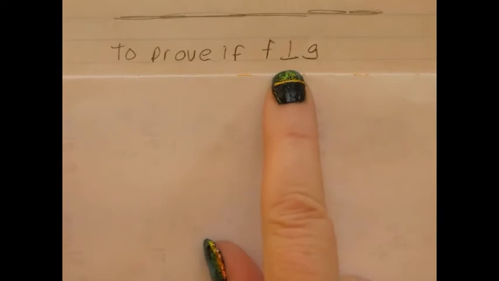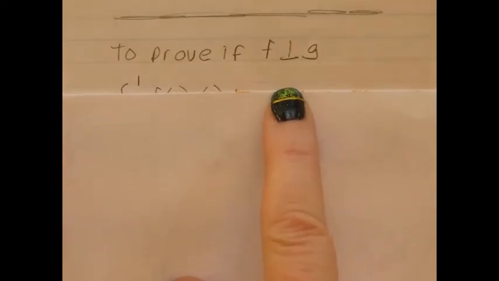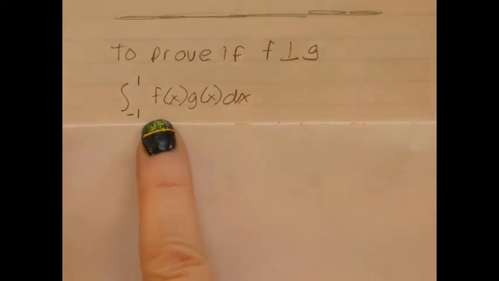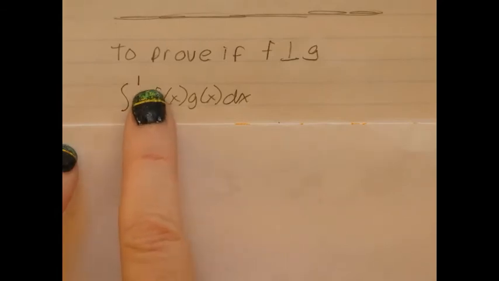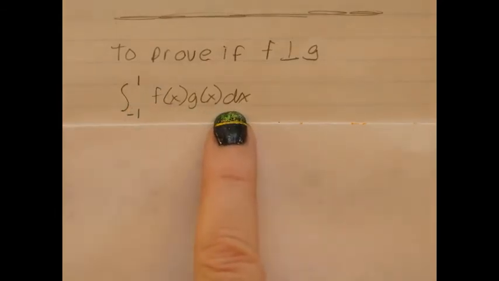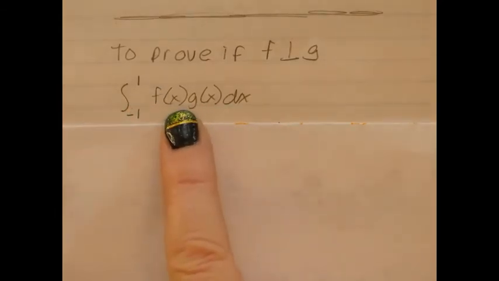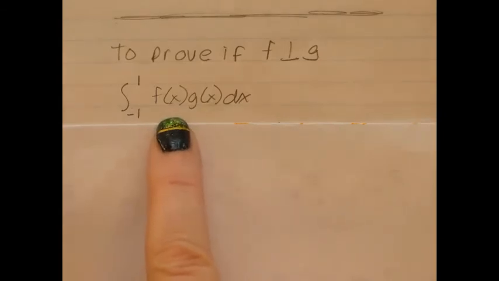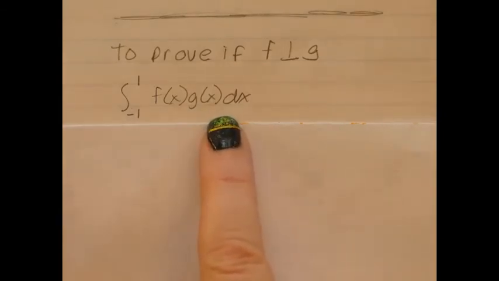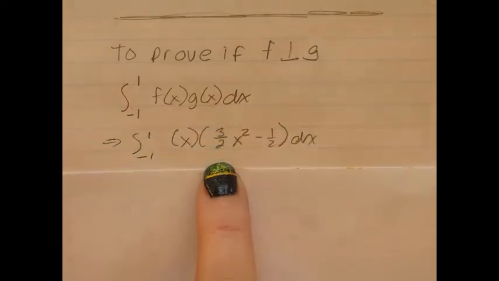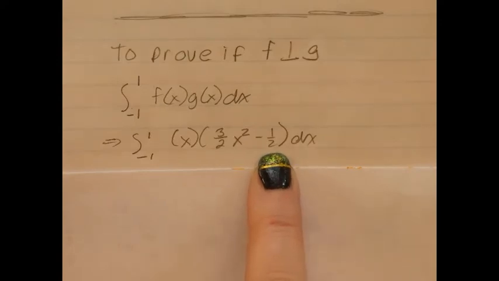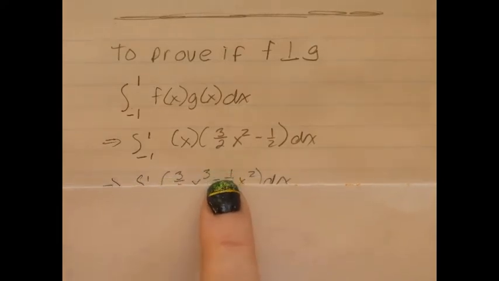To prove if f is orthogonal to g, we're going to use our bounds from -1 to 1, and I'm going to put aside the generic formula that they gave us. They're telling us this is the integral of f of x times g of x dx. This is the general setup for a calculus problem. And f of x is x, g of x is 3/2 x squared minus 1/2 when I distribute the 1/2 through. And of course dx.